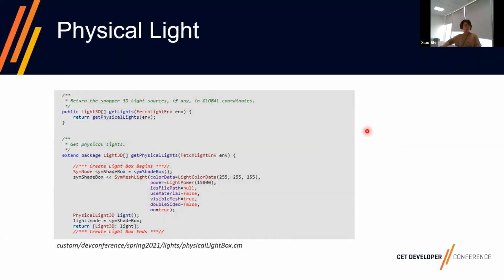So for the physical light, another difference is that you can actually turn your whole model into a light itself. I built this sim shade box, which is just the box that you show in the 3D. You can turn the whole box into a light. This is a way that you can do that. You just define a box that is the same size using the same node.